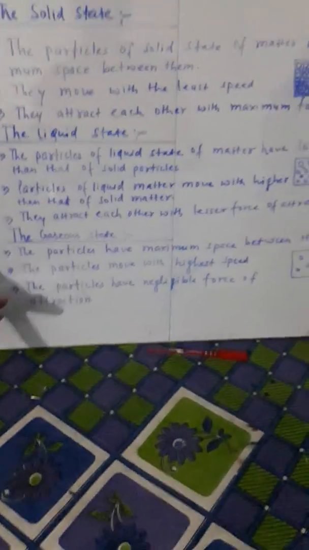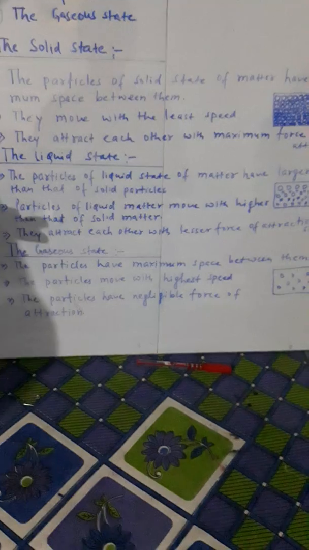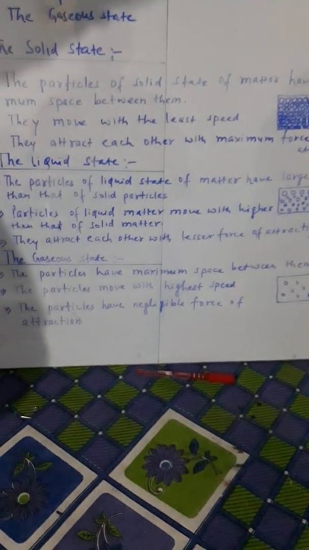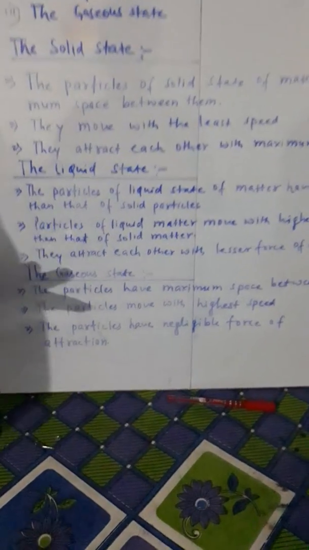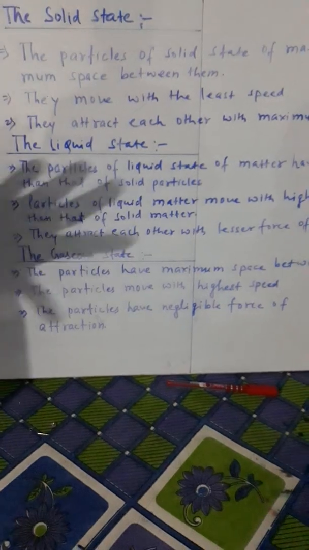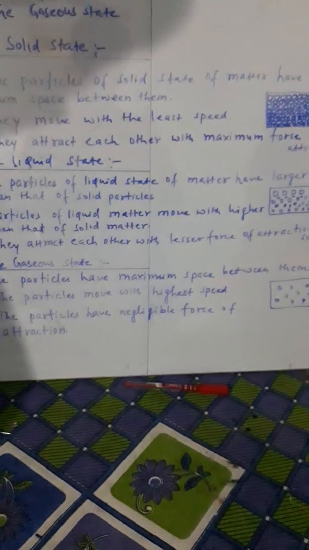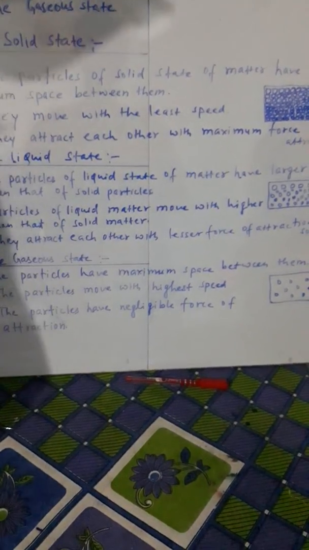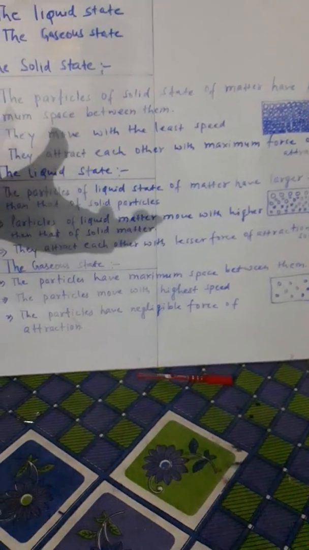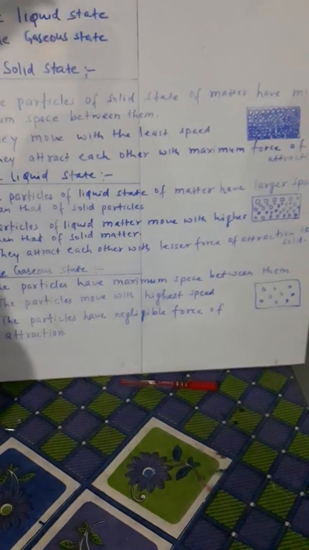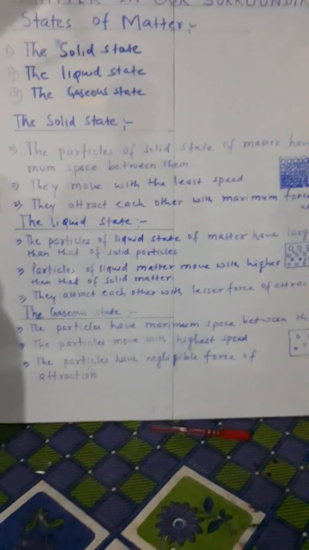Due to these three properties, the gaseous state of matter has neither a fixed shape nor a fixed volume. Because the particles are very far away from each other and have negligible force of attraction, if we keep a gas jar open, the gas molecules will go away from each other, and that's why they have no fixed volume and no fixed shape.